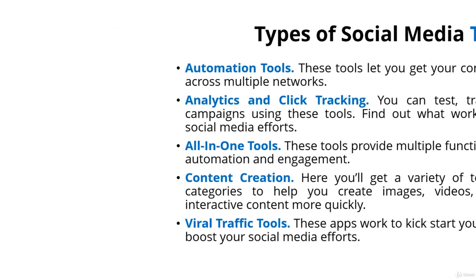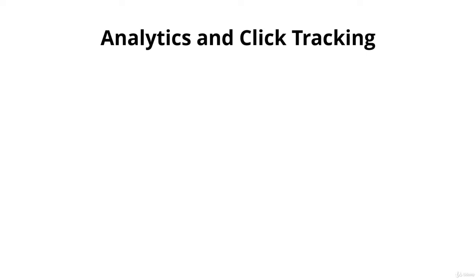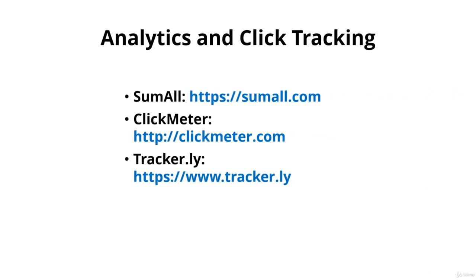So the automation category will include such tools as Hootsuite, Hootlet, IFTTT, Buffer, TweetDeck, and Zapier. These are all tools that will help you automate your social media posting process. In the analytics and click tracking category, we have tools like SumAll, ClickMeter, and Trackerly or Tracker.ly.